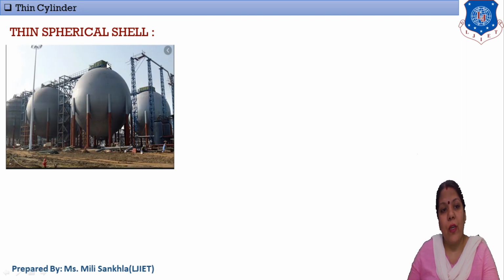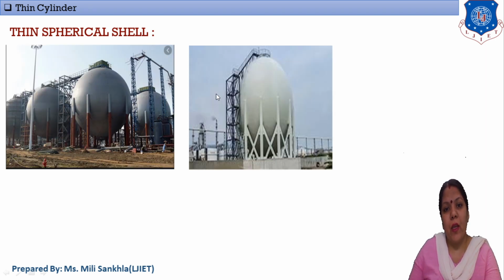Okay, now here I take two figures. Look at this. In this first figure, this vessel is a spherical cell because the shape of this cell is just like a sphere. Again, this is also a spherical cell. Okay, now why do we use this spherical cell?